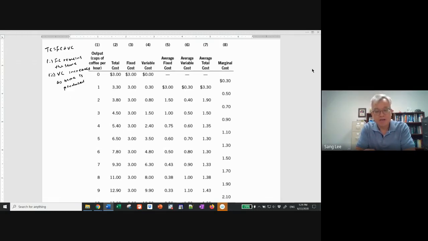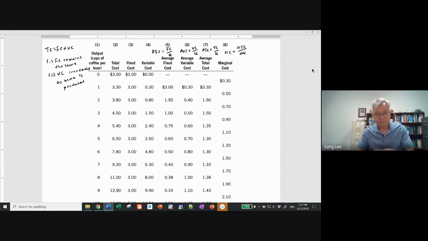Okay, so now the remaining 4 columns of this table. The number 5 column is what? Average fixed cost. AFC is simply fixed cost divided by quantity. Average variable cost, AVC, is simply the variable cost divided by the quantity produced. And the average total cost is simply total cost divided by quantity produced. And finally, marginal cost is simply the change in total cost divided by the change in quantity.